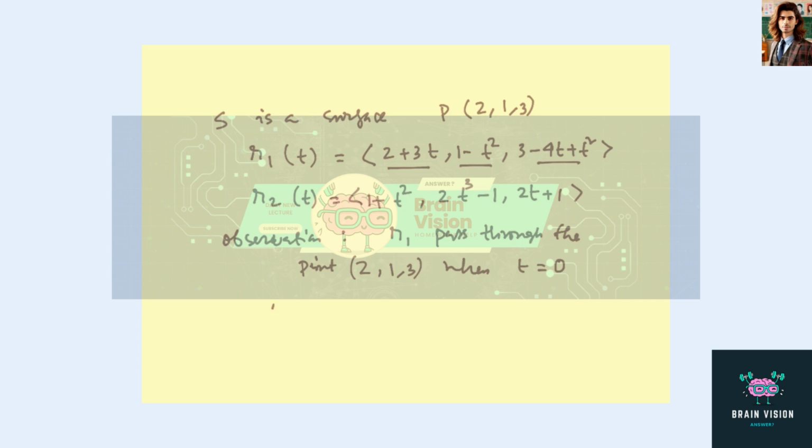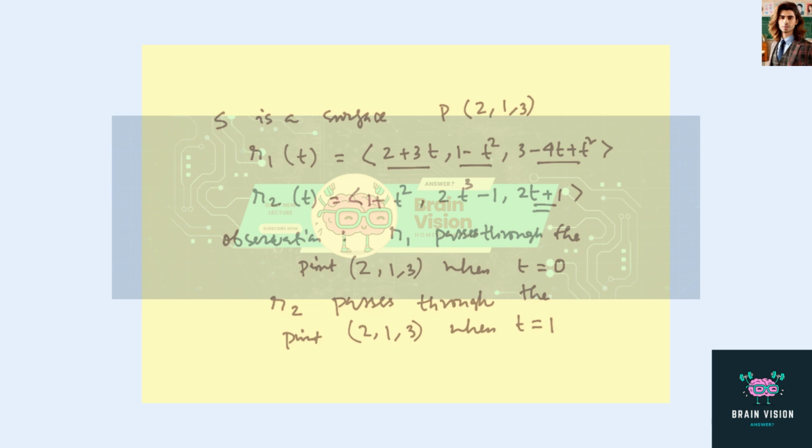And similarly, R2 passes through the point (2, 1, 3) when t is equal to 1. So if I take t is equal to 1, 1 plus t squared becomes 2, 2t cubed minus 1 at t equal to 1 becomes 1, and 2t plus 1 at t equal to 1 becomes 3.